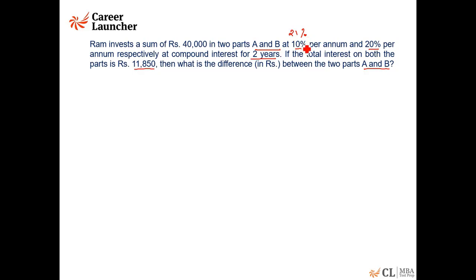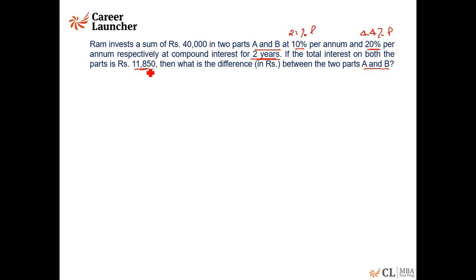So the amount of interest you will get here is 21% of principal, isn't it? And 20% per annum compound interest for 2 years will be 2 successive increments of 20%, which is 44% of principal, right? What is the total interest we have received? We have received 11,850.